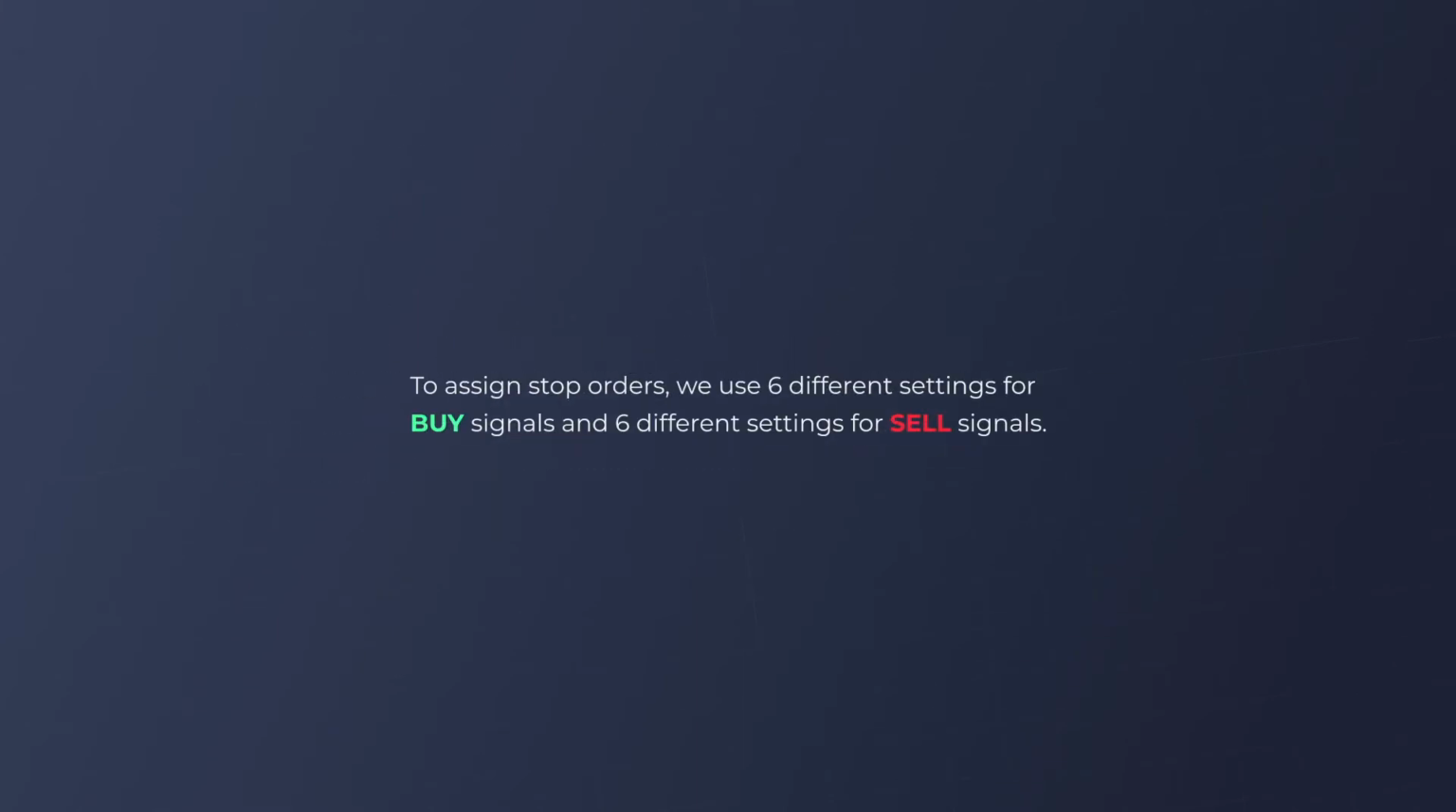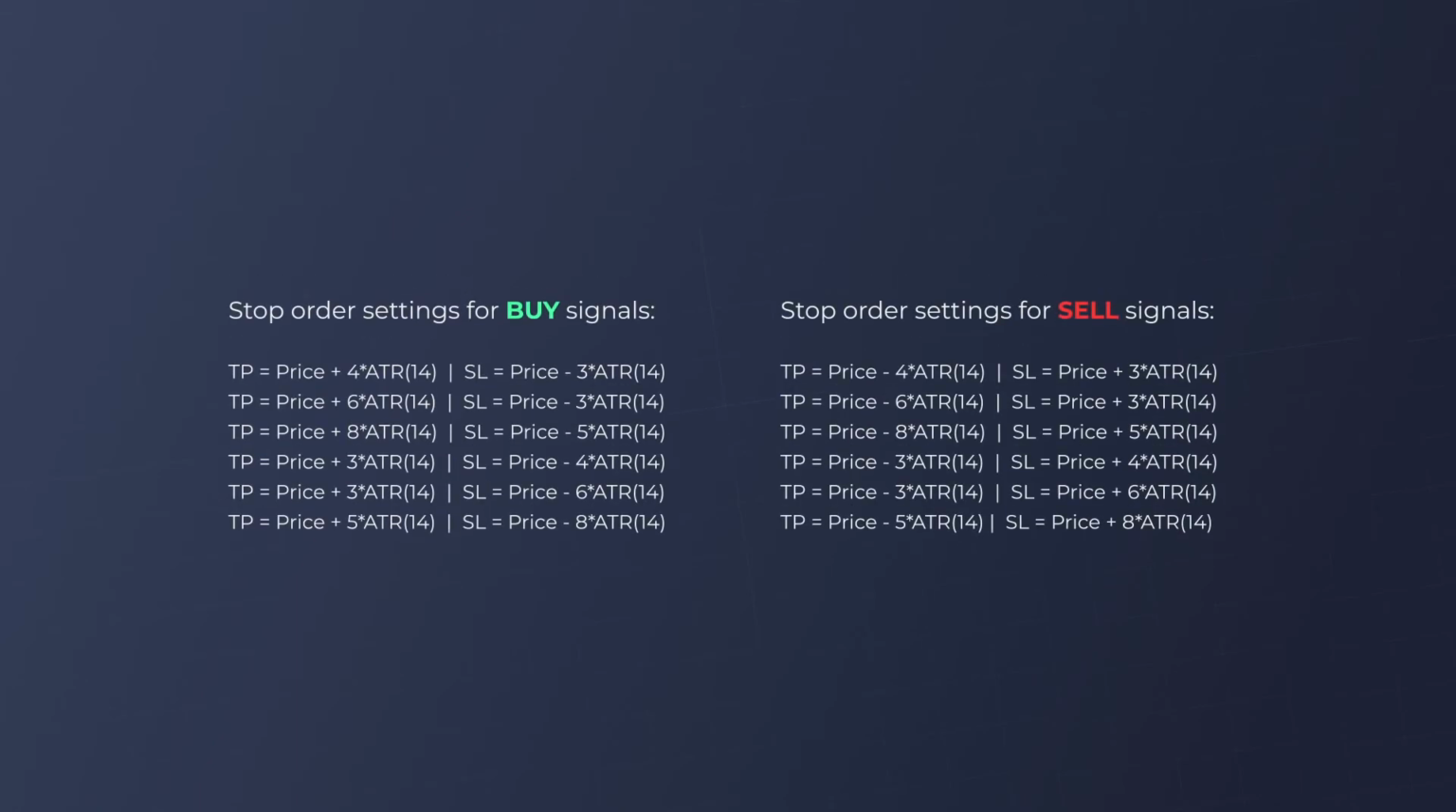stop loss and take profit. To assign stop orders, we use 6 different settings for buy signals and 6 different settings for sell signals. ATR, average true range indicator, is equal to the average price movement or average candle over a period of 14 candles. ATR is used to assign stop orders. With strong market movements, stop orders will be longer. With small market movements, stop orders will be shorter.